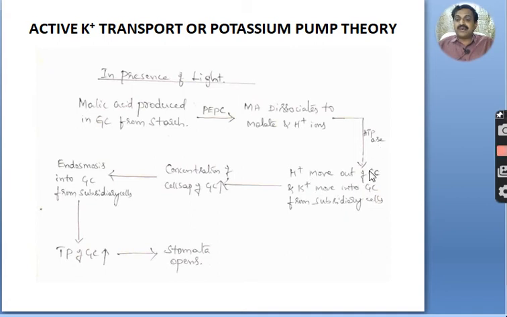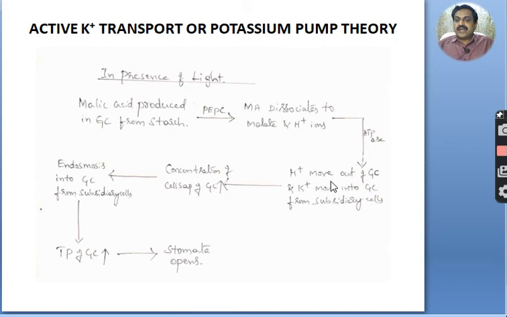That is efflux. In the previous slide, in a diagram, I used the words efflux and influx. Influx means entry into the guard cell. Efflux means exit from the guard cell. So here the H plus ions thus formed due to the dissociation of malic acid in the guard cells.